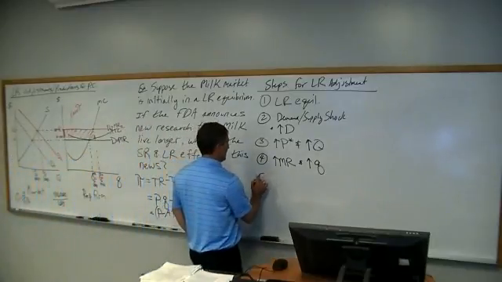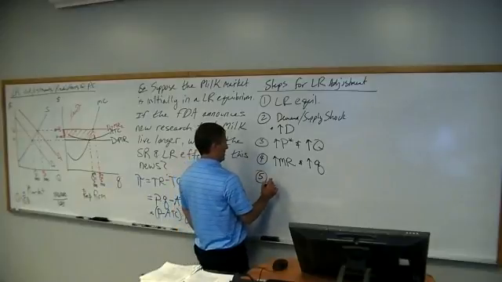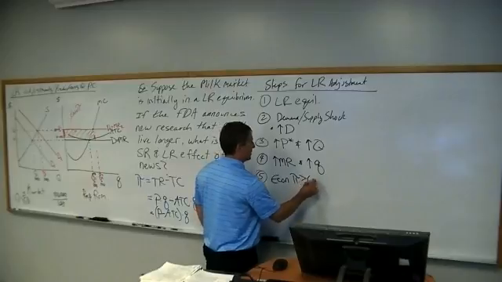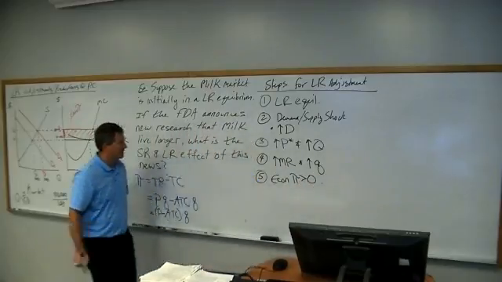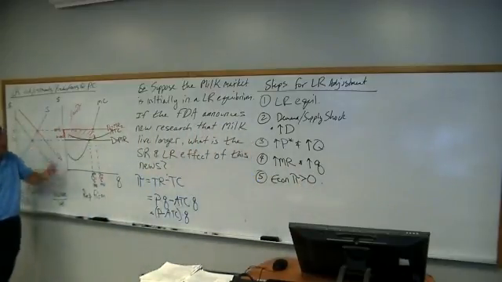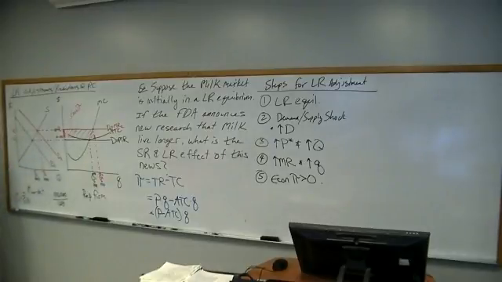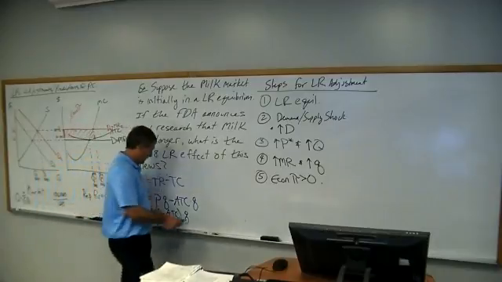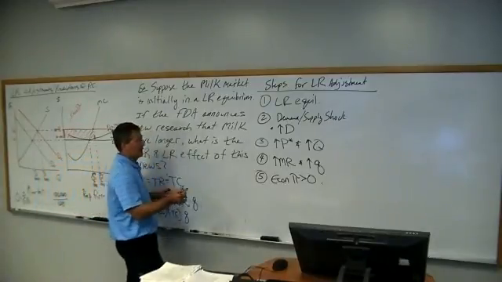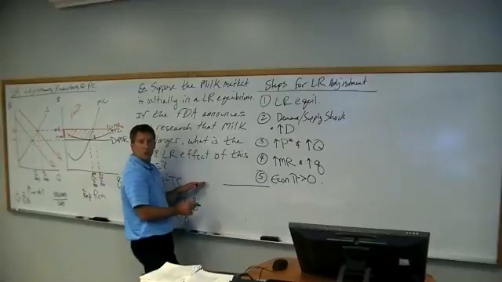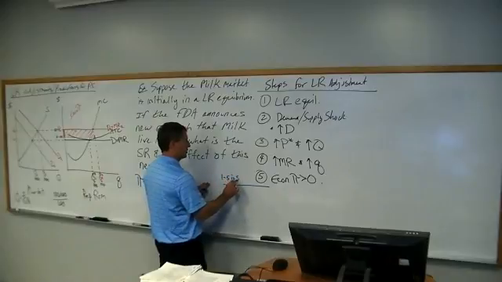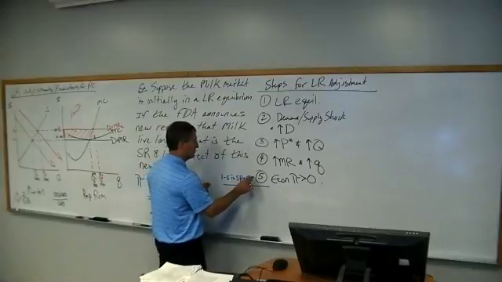Step number 5. Economic profits are greater than 0. We have positive economic profits. That's our red box. Okay, so if you draw on this, this is the short run effect. So up to step 5, 1 through 5 is the short run effect.